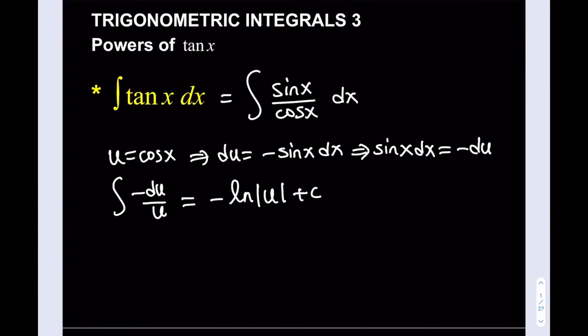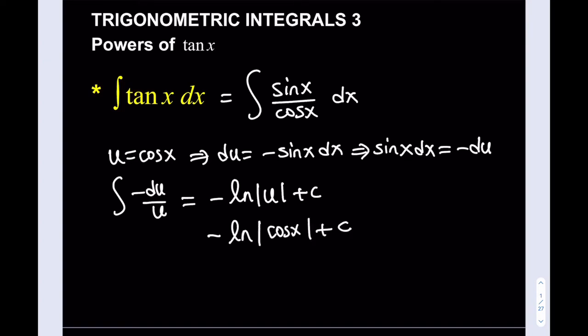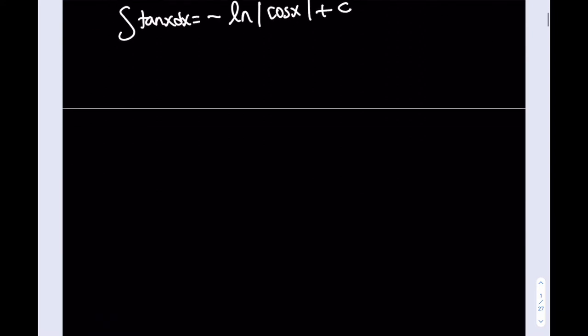Now we know that u is equal to cosine x, so we're going to just go ahead and back substitute, and we'll be done with our integral. So the integral of tangent x dx is going to equal negative ln cosine x plus c. Okay, this is an important integral. I wanted to start with the first power because we're going to be using this in other integrals as well. So let's go ahead and proceed to the next level.